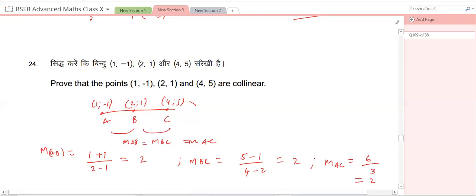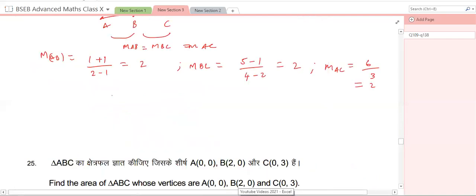Therefore, points are collinear. Before this, we should write, therefore, gradient of AB is equal to gradient of BC. This implies points are collinear.